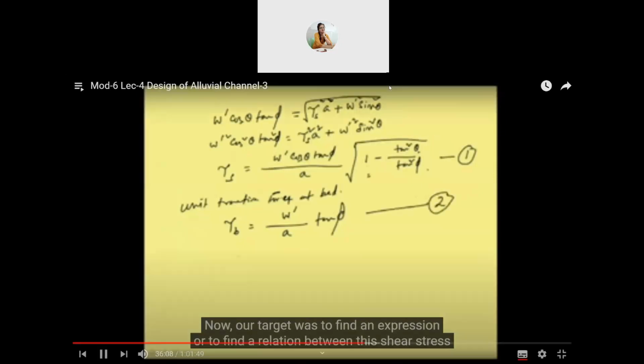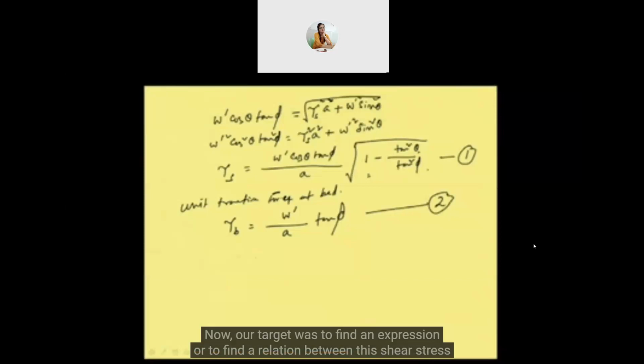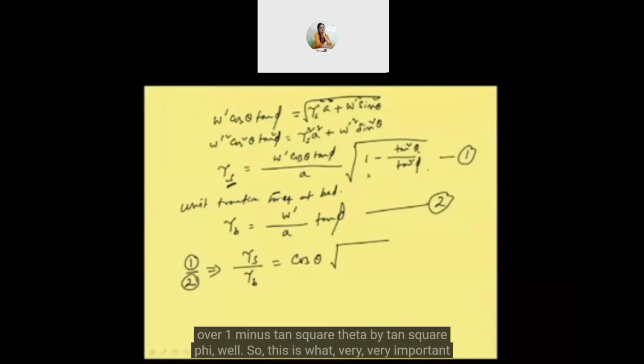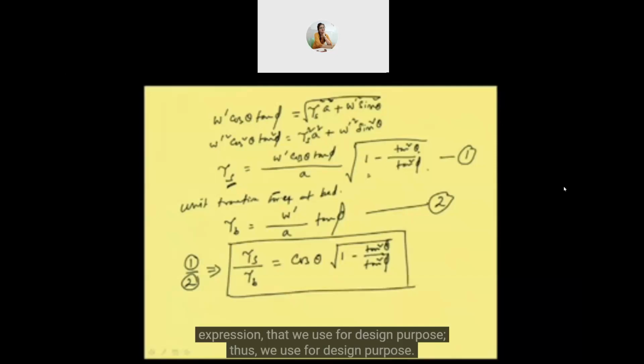Now our target was to find a relation between the shear stress or unit tractive stress, the tractive force at side, and the unit tractive force at bed. So we can now do 1 by 2. That will give us tau s by tau b. Tau s by tau b is equal to this, and that part will get cancelled, and we will be getting only cos theta root over 1 minus tan square theta by tan square phi. So this is a very important expression that we use for design purpose.